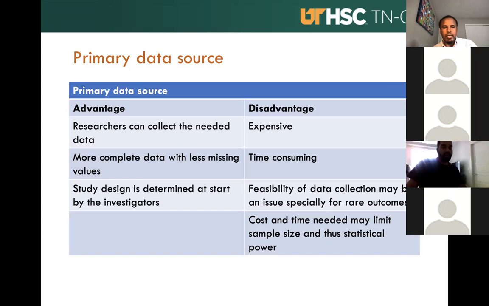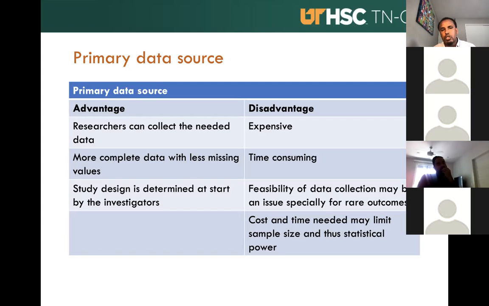Even with primary data, sometimes there is an issue with missing data, especially if you are conducting a large study. There might be missing values, but still you can trace back your participants and collect more data on them if the data are missing. And the study design is determined at the beginning by the investigators in the case of the primary data source, which is different from the secondary data source.